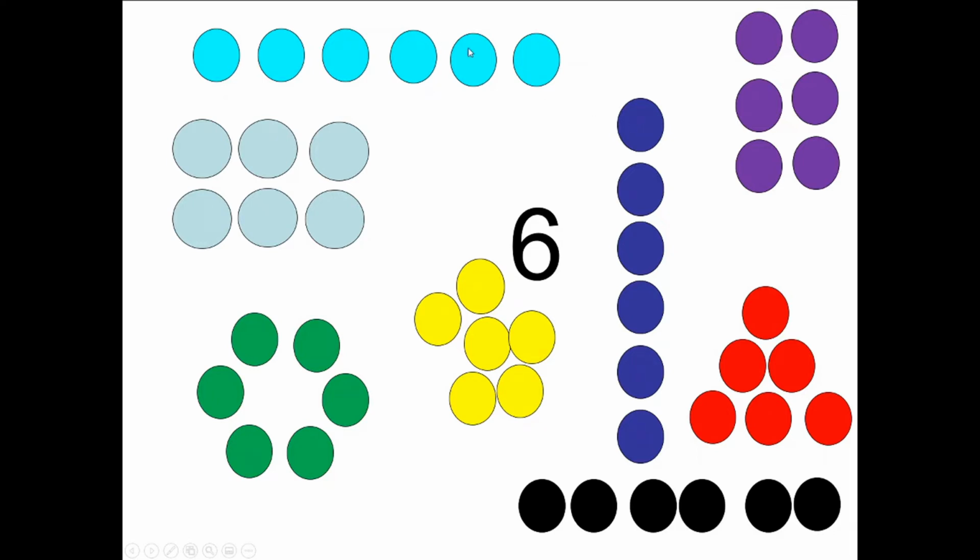Having said that, usually by the time the children are in reception and they've got one-to-one correspondence sorted, the predominant way they tend to count is the 6 going left to right, rather than the 6 going upwards. Very different with adults.